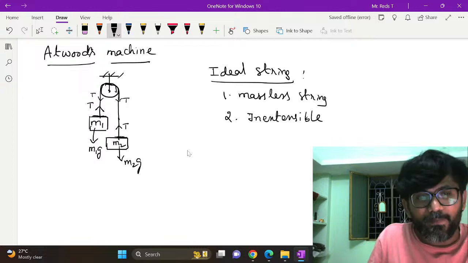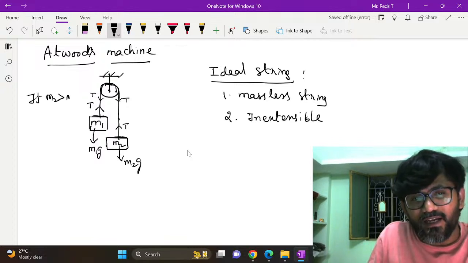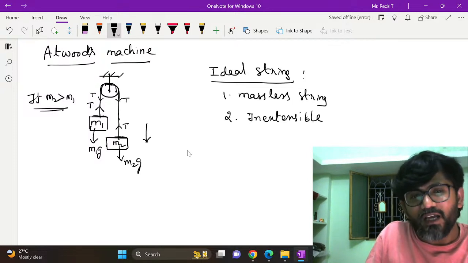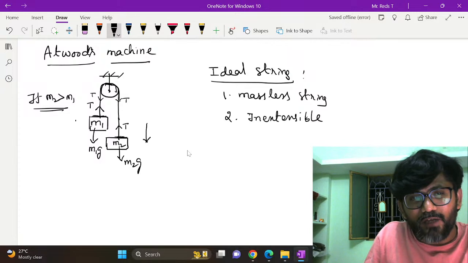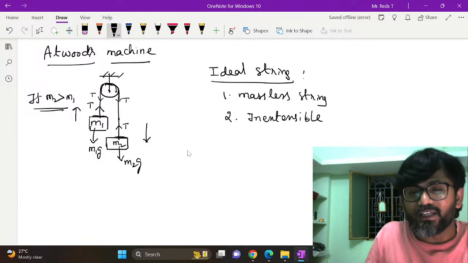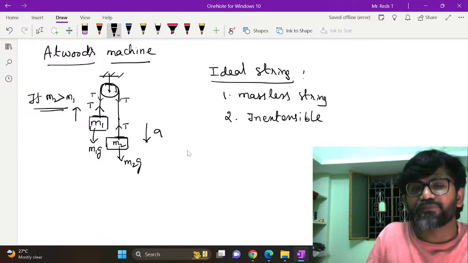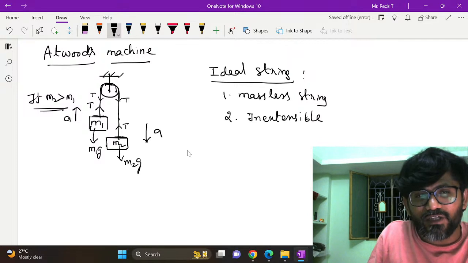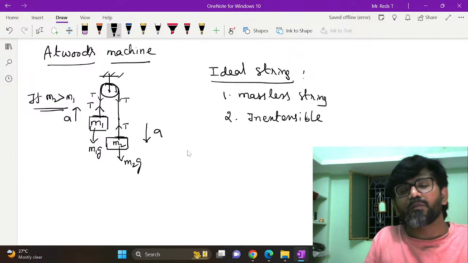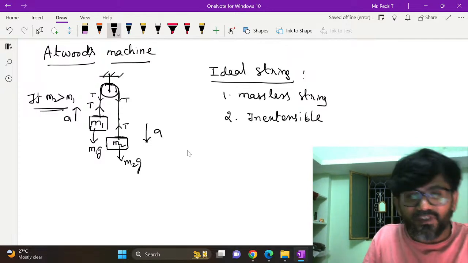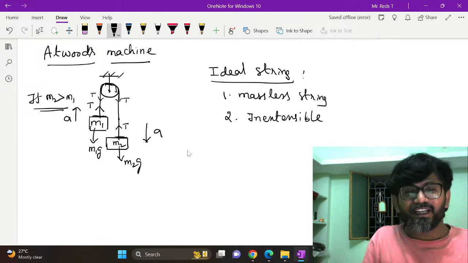If M2 is greater than M1, then the M2 block will move down, and when it is moving down, the M1 block will be pulled up. It is moving down because of a net force, with an acceleration a. As M2 moves down with acceleration a, M1 will be pulled up with the same acceleration a. So both blocks move with the same acceleration: M2 is moving down, M1 is moving up. Mark these points carefully.